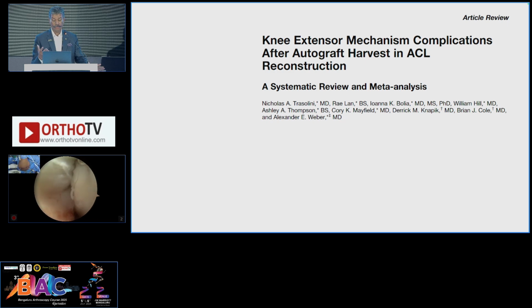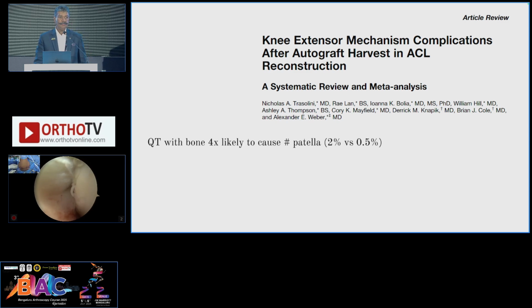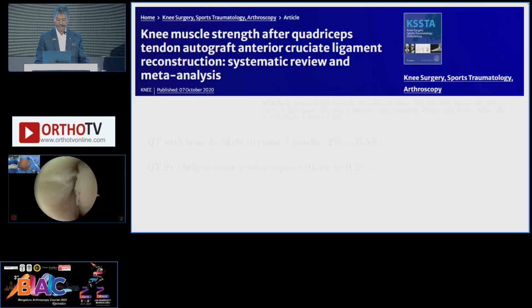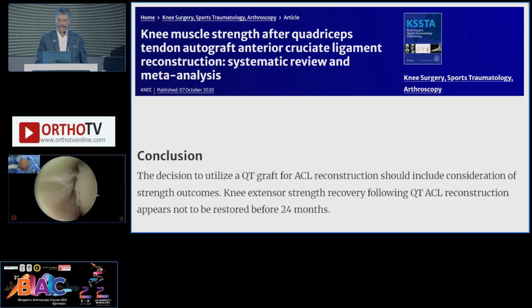So this is a note of caution to people who like to use peroneus longus as a primary source of graft for ACL reconstruction. The peroneus actually hypertrophies, and if you use it as a graft, God knows what will happen to this particular adaptation. So quadriceps with bone is 4 times more likely to cause patellar fracture. So this is something worth keeping in mind if you plan to harvest a quadriceps graft with a patellar bone plug. It is also twice as likely to cause quadriceps tendon rupture. So these are common complications of the quadriceps graft which are useful to keep in mind.